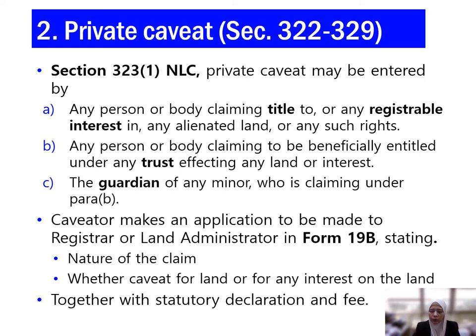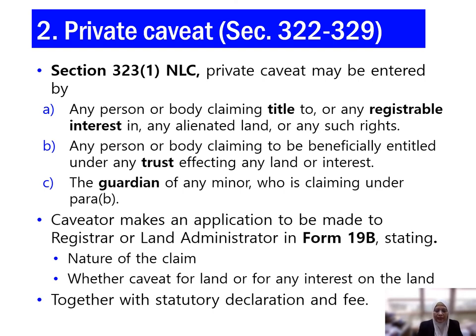Registrable interest, like the example just now. Sale and purchase agreement has been signed. 14A has not been registered yet. So that buyer has a registrable interest. You can use other examples, charge, for instance, a bank that has already given the loan but still hasn't registered the charge, and then the bank is said to have a registrable interest in the land. Registrable means not done yet, can be done, will be done.